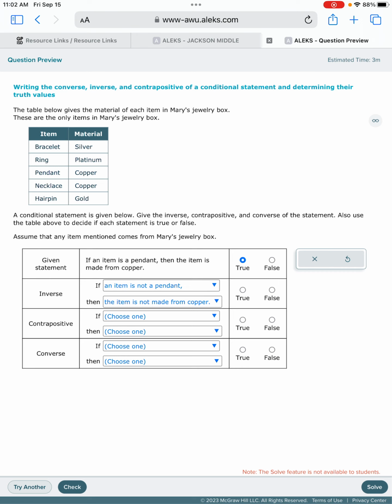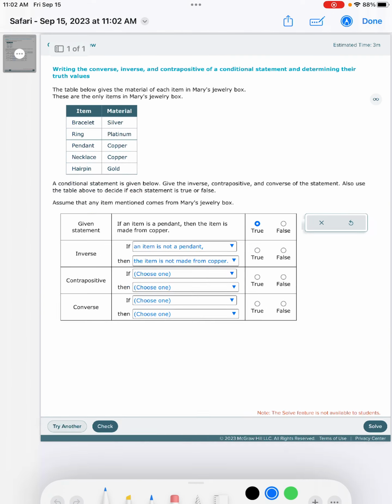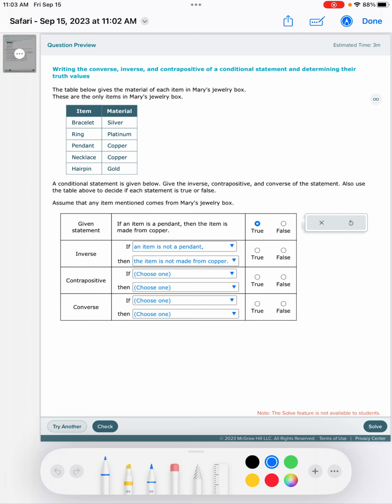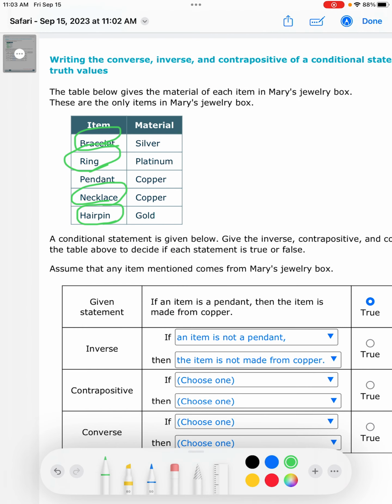All right, let's see if this is true or not. So if an item is not a pendant, so we have a ring, a bracelet, a necklace, and a hairpin, is the item always not going to be made from copper? Well, we get silver, we get platinum, we get gold, but we also get copper, okay? The necklace is not a pendant, but it is still made from copper, so that kind of disproves the inverse statement there. That would be false, because it's not always made from copper.